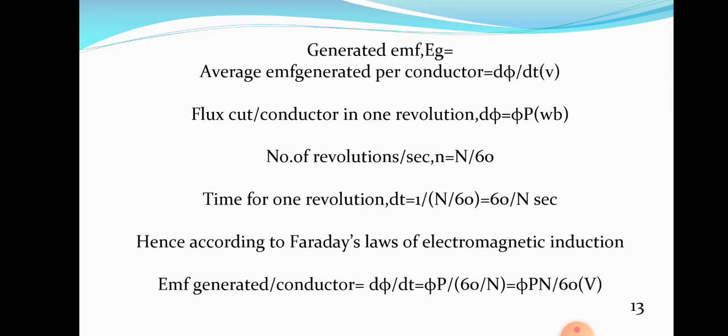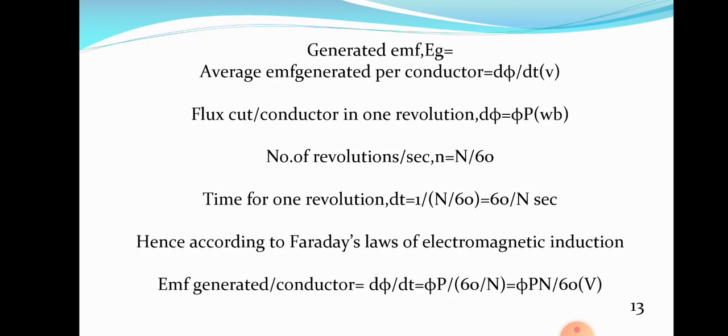Clear? Because our machine is rotating at N RPM, it means N revolutions per minute. So time for N revolutions is equal to 1 minute, that means 60 seconds. That means time for one revolution is equal to 60 by N seconds. I think it is clear. So time for one revolution, dt, is equal to 60 by N seconds.